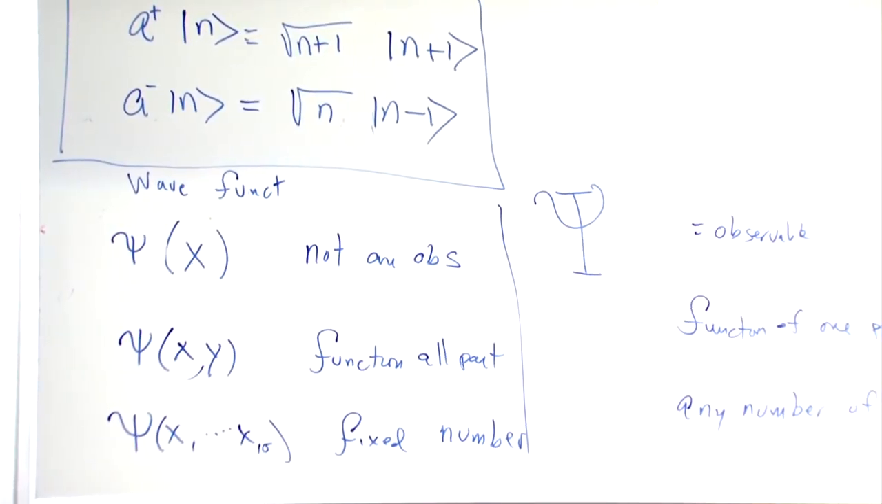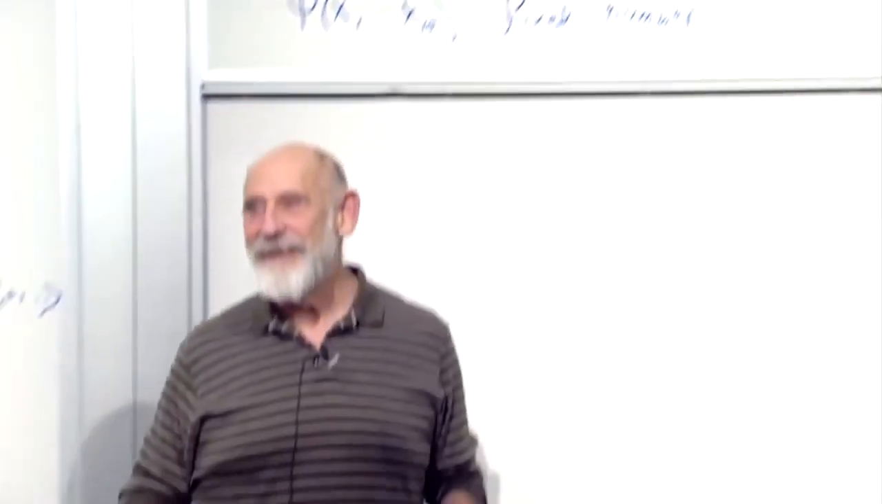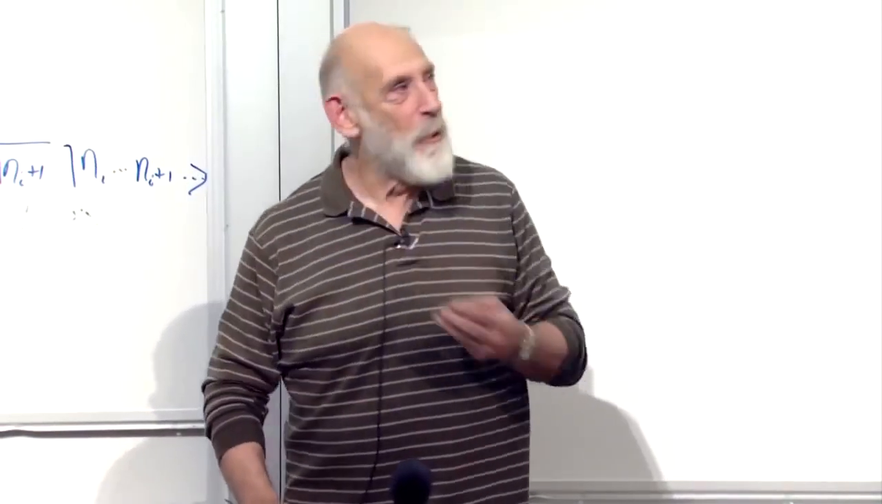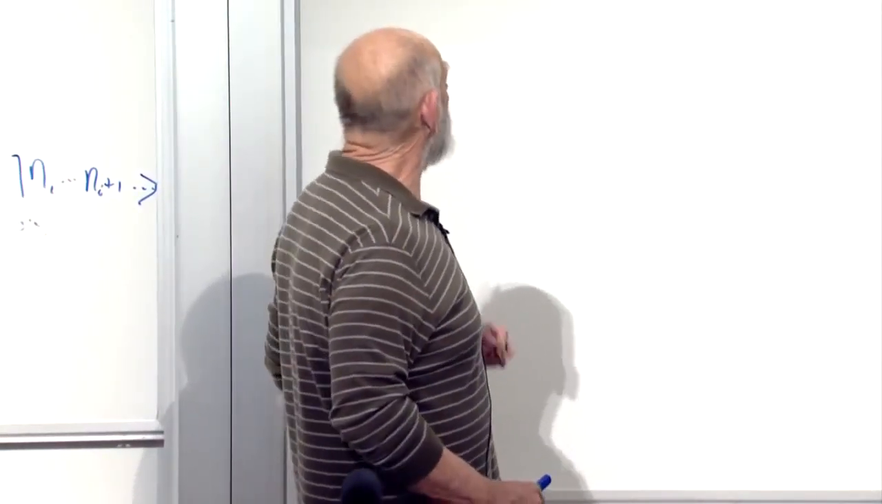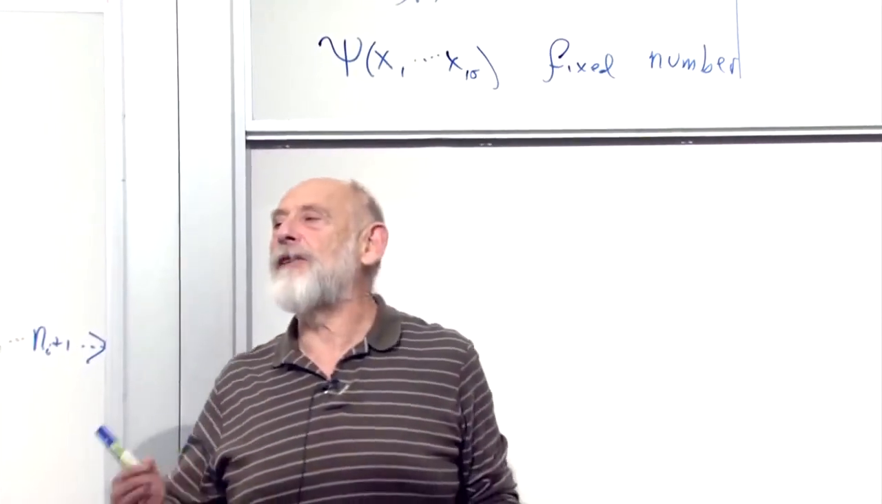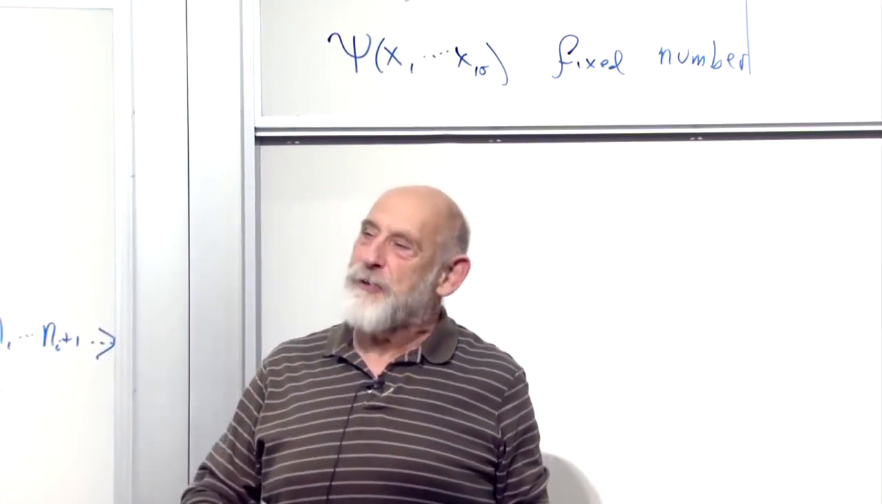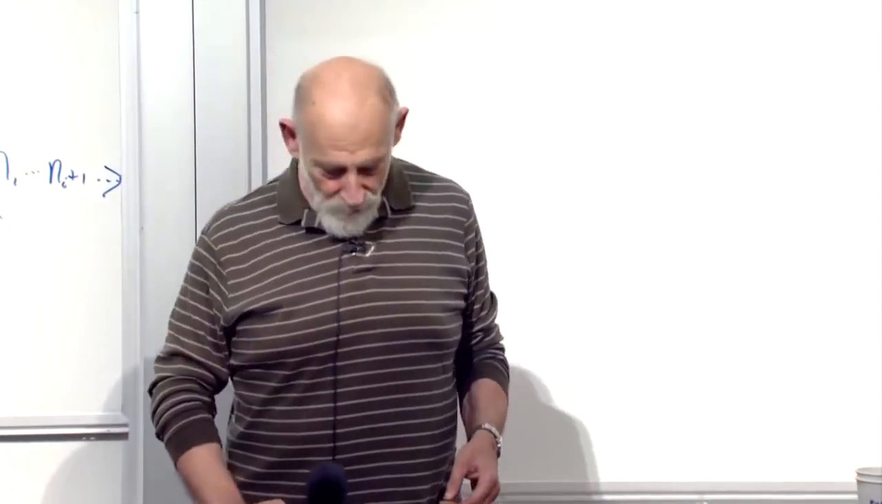Right. Why? Because who's on first, that's why. So that's really just a special case of that x line. You've got 2 particles at psi of x, y. You've got 15 particles at psi of x1 through x15. That's right. y is just x2. x is x1. And 1 and 2 label 2 different particles.